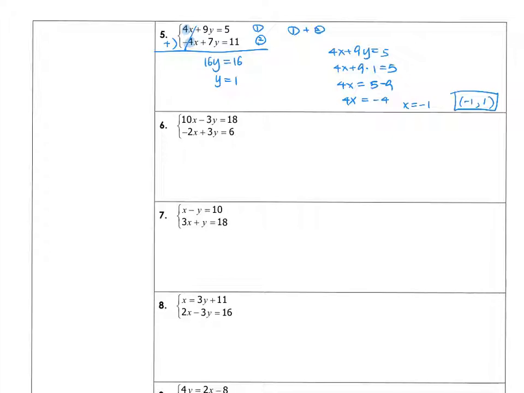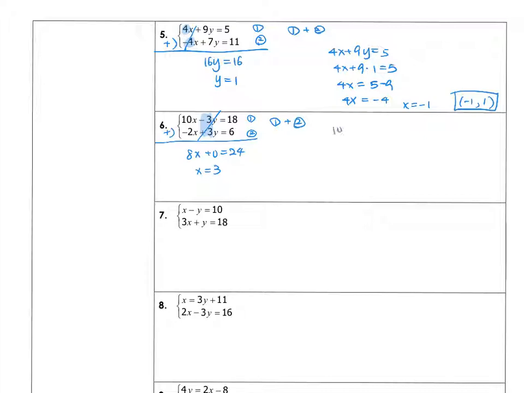Number 6, again, notice right here. I like these much better. These are my favorite because you notice the coefficients are opposite. So I simply add the first equation with the second equation. That's how I cancel them, right? And then if I add them, 10 minus 2 becomes 8x plus 0 equals 84. 8x equals 84, x has to be 3.